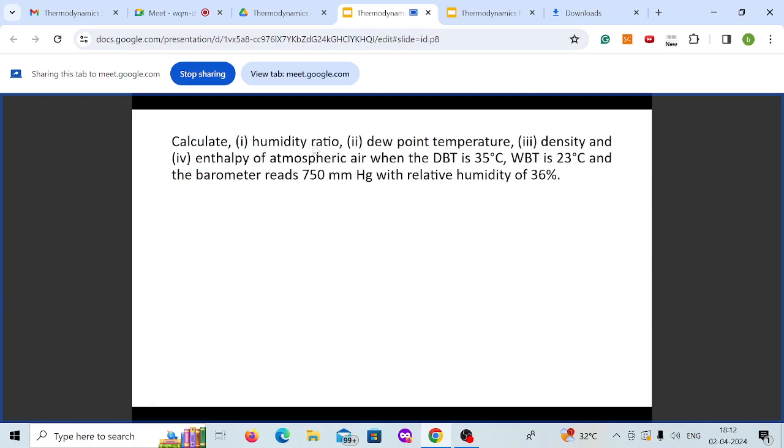So moving on to the next question. Calculate humidity ratio, dew point temperature, density and enthalpy of atmospheric air when the dry bulb temperature is 35 degrees Celsius, wet bulb temperature is 23 degrees Celsius, and the barometer reads 750 mm of Hg with relative humidity of 36%. So we'll see how to solve this.